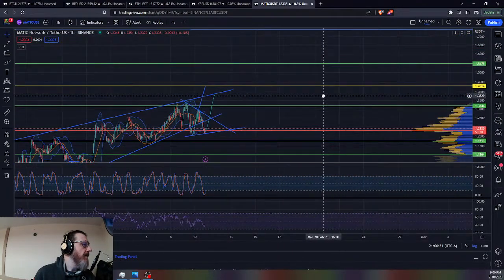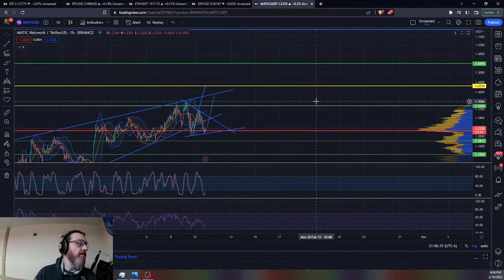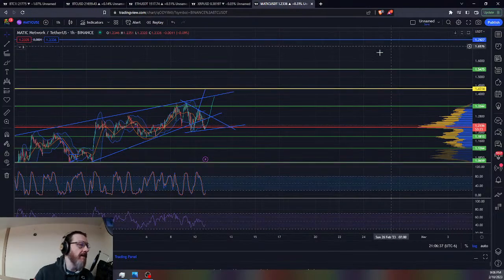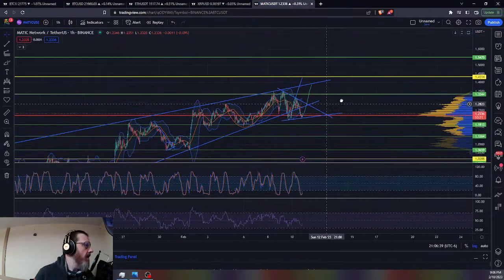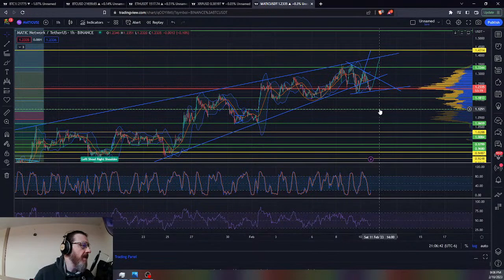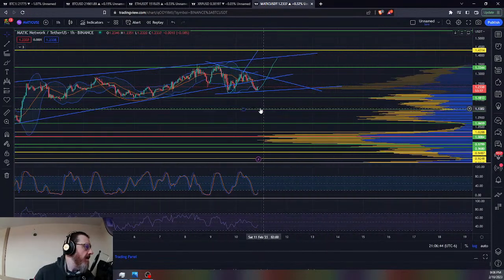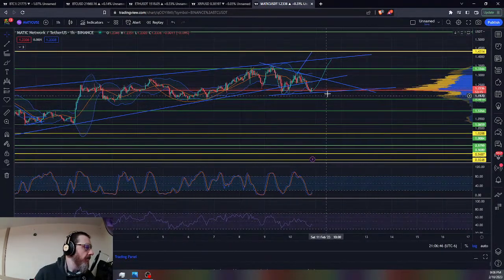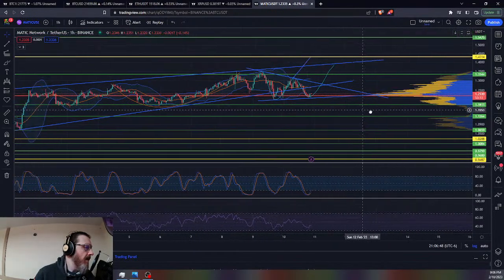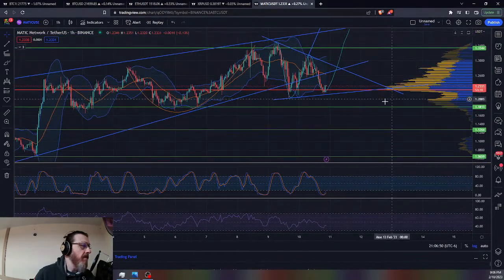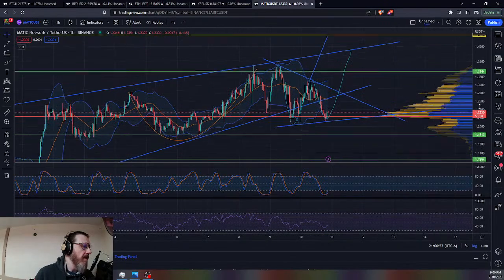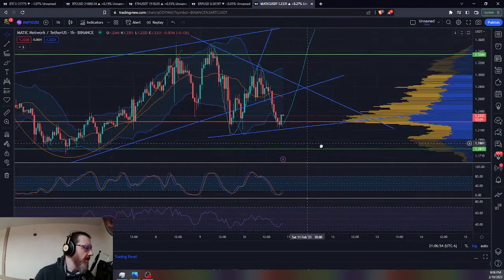So that's kind of what I'm looking at for Matic. We could see a much larger move above that, and I have highlighted some of those areas before, but right now that's kind of what I'm looking at. And what I do want to highlight as well, because we did see it on Bitcoin and Ethereum, and I'm going to zoom in so that it's a little easier to see here.